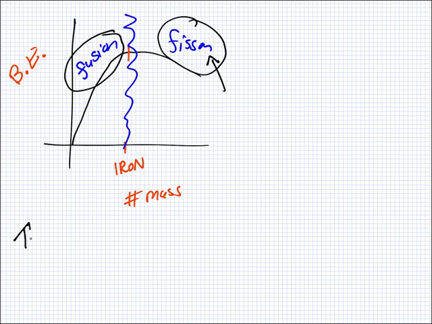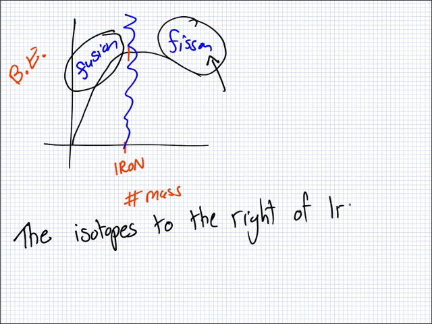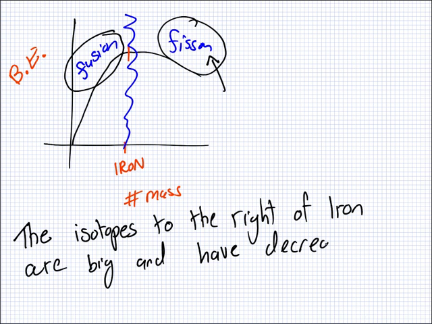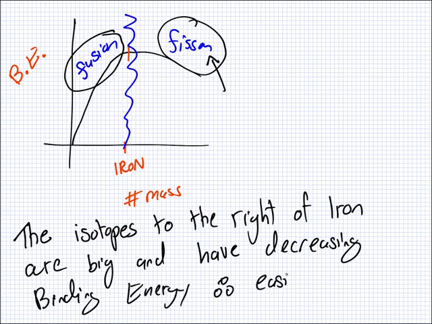So the isotopes to the right of iron are big and have decreasing binding energy. Therefore, they're easier to split.